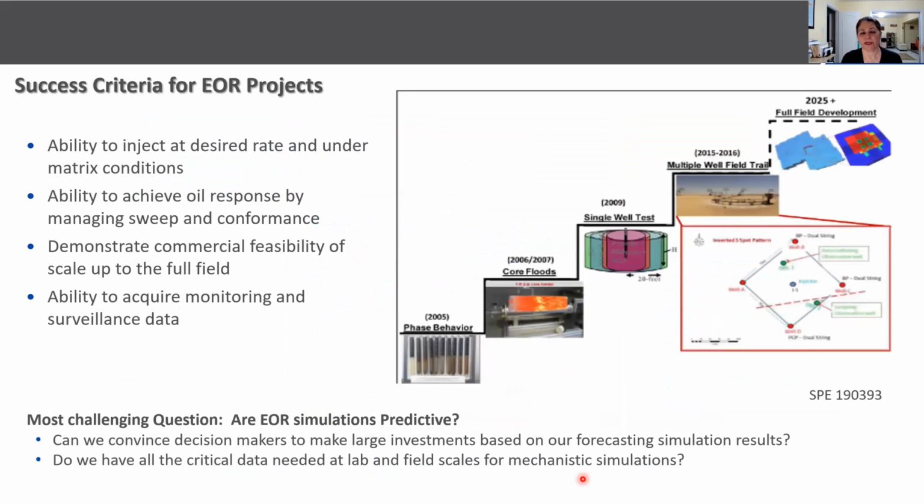So what are the success criteria for EOR projects? Number one, you need to be able to inject at the desired rate and under matrix conditions. Most of the time, you don't want to create fracture, and injectivity is going to basically impact your economics. So you need to be able to inject as fast as you can. Ability to achieve oil response by managing sweep efficiency and conformance. Demonstrate commercial feasibility of scale up to the full field. And ability to acquire monitoring and surveillance data.